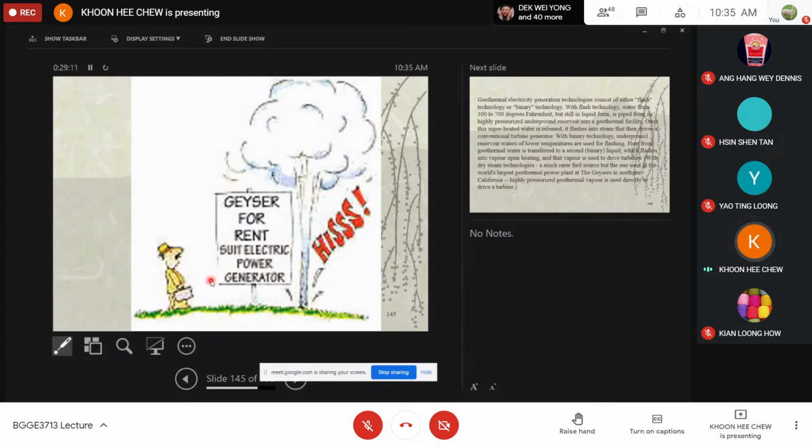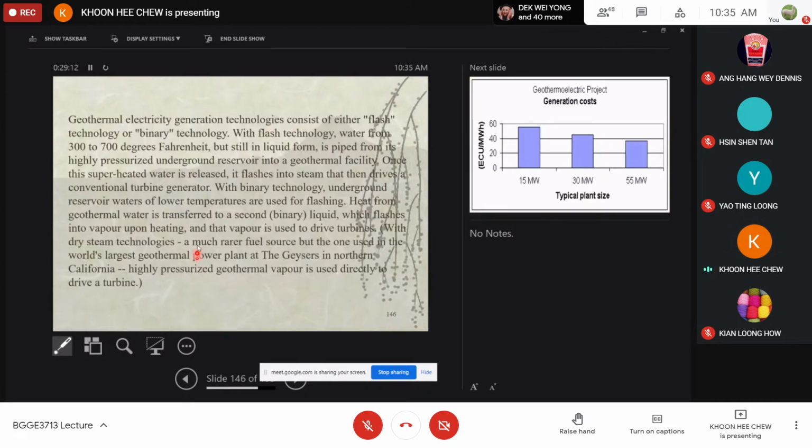Just for your info, geothermal electricity generation technology consists of either flash technology or binary technology. With flash technology, water from 300 to 700 degrees Fahrenheit, but still in liquid form, is piped from its highly pressurized underground reservoir into the geothermal facility. You see that we harness the energy from underground.